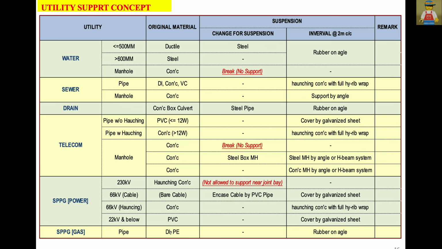The next is how to support utilities. Later on I will touch on it; today is a very general overview. The next time I'll show you the water pipe, sewer pipe, drain pipe, telecom, power, gas kinds of materials. And in order to support, whether we need to change to another pipe and how to support, what are the key points.